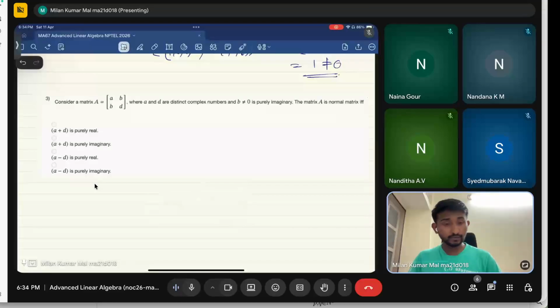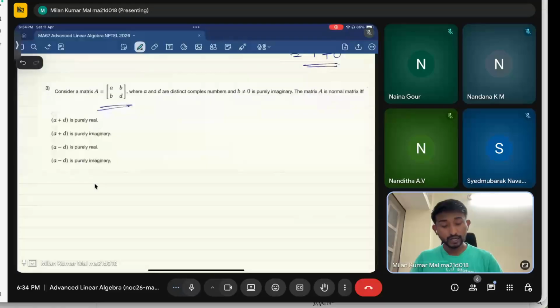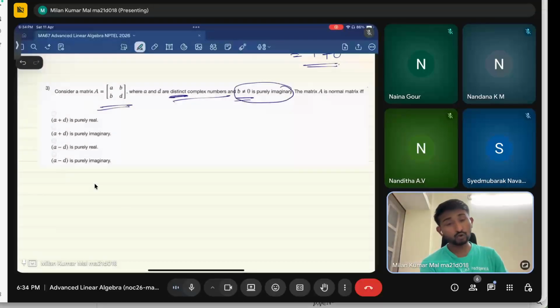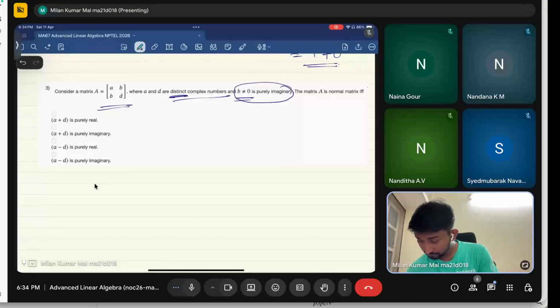Consider a matrix A, B, C, D, where A, B, C, D are distinct complex numbers. Here it is given that they are distinct. And B is not equal to 0, purely imaginary. What is purely imaginary? Purely imaginary means there will be no real part. Let me check. Then the matrix A is normal if and only if what happens?